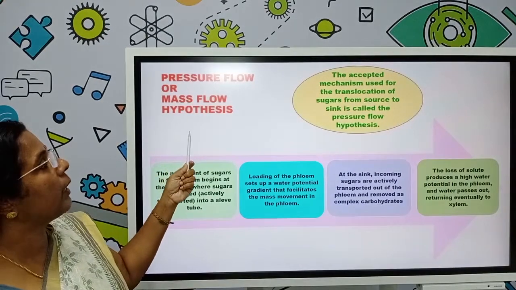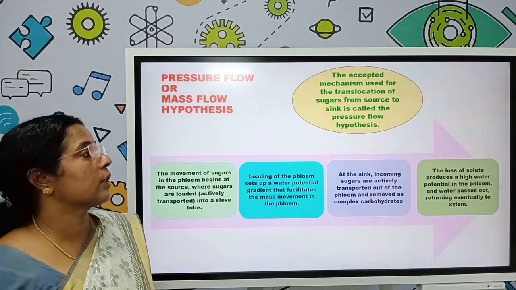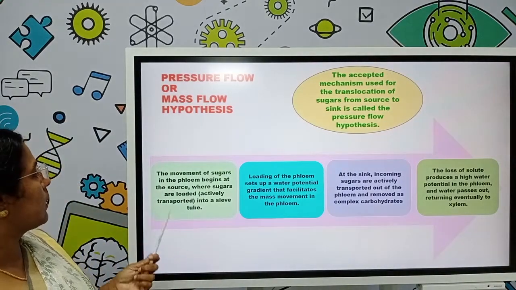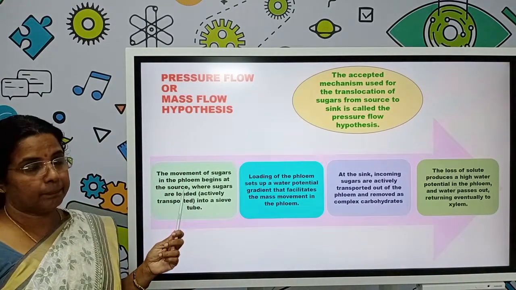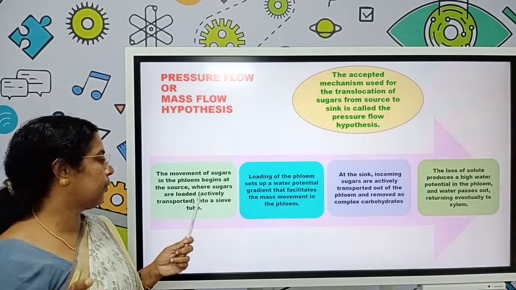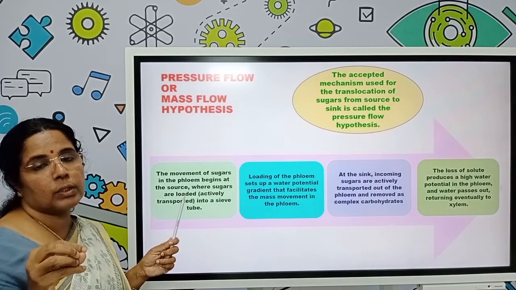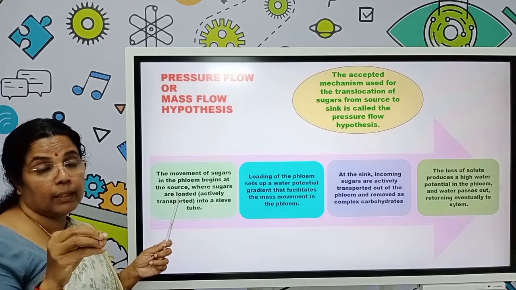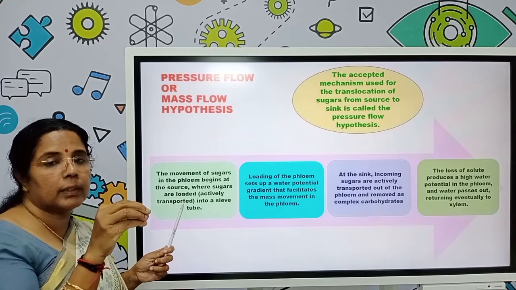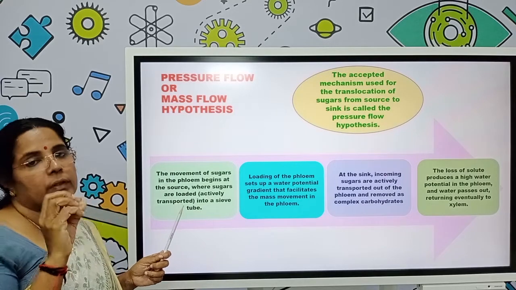Okay, this is the most accepted mechanism used for the translocation of sugars from source into sink. Okay, so how does it occur? The movement of sugar in the phloem begins at the source. That means usually the source will be the leaf. Then from that leaf, this sucrose will be absorbed by the companion cells. From the companion cells, it will be loaded into the phloem sieve tubes by active transport.